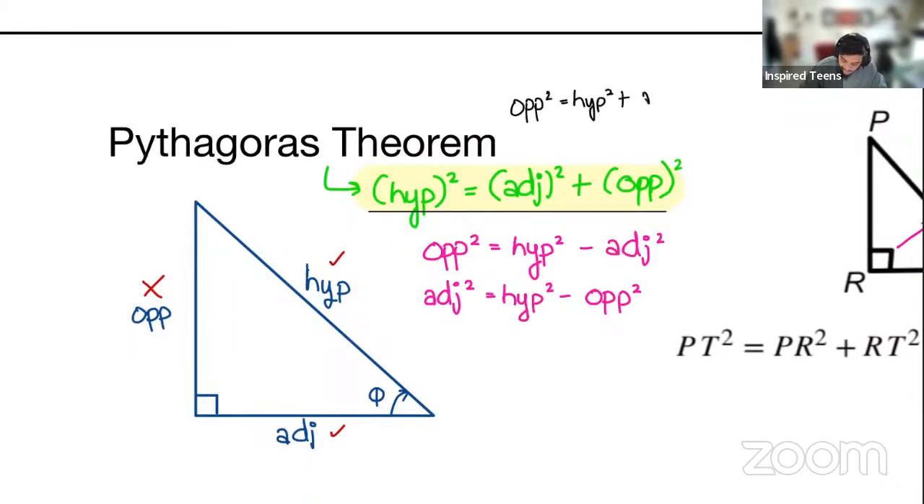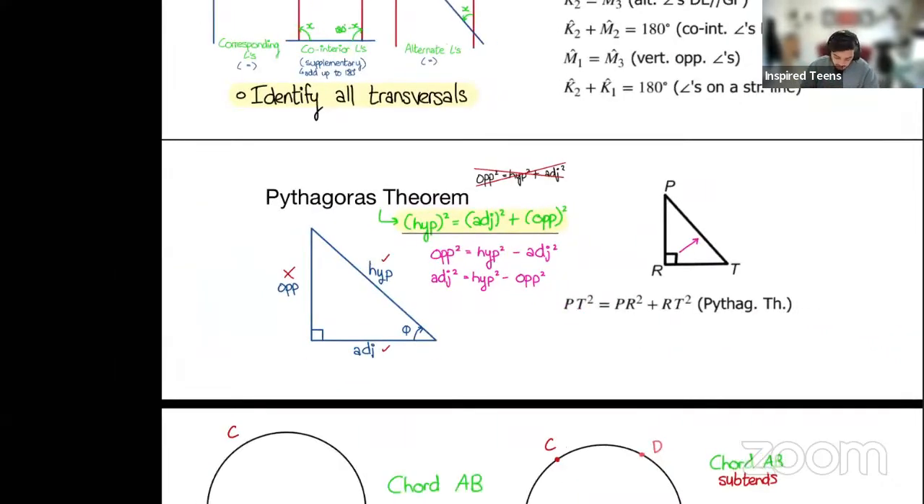I don't know why, but many people just assume that you add them all the time, and this is incorrect. You're just adjusting the first equation, rearranging it to leave opposite alone. It's not adding. You actually end up subtracting it. Hypotenuse minus the adjacent. Or if you want the adjacent, then hypotenuse minus opposite, all squared. And then to get your final answer, you square root and all of that good stuff.